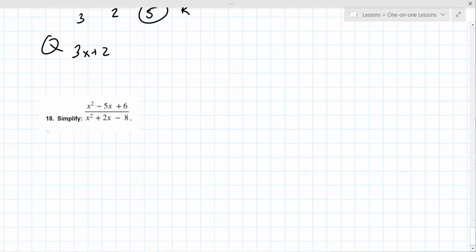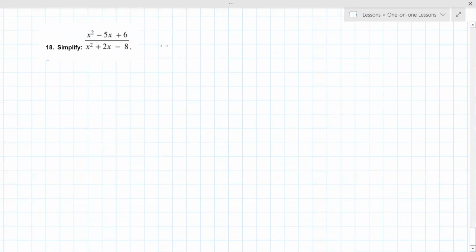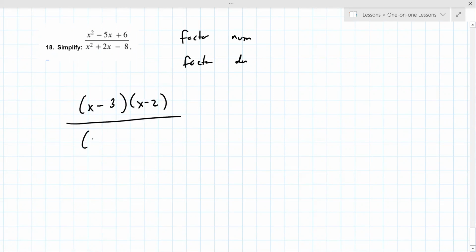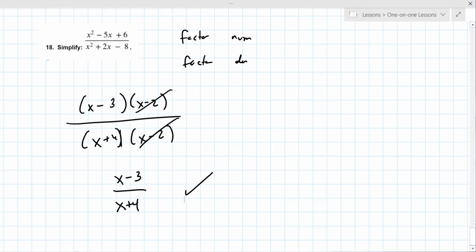All right, 18. 18 says to simplify. What you really need to do is factor the numerator, and then you need to factor the denominator. So that's x minus 3, x minus 2 over x plus 4, x minus 2. You cancel out the terms that match, and then you just rewrite it here. And you're done. All right.